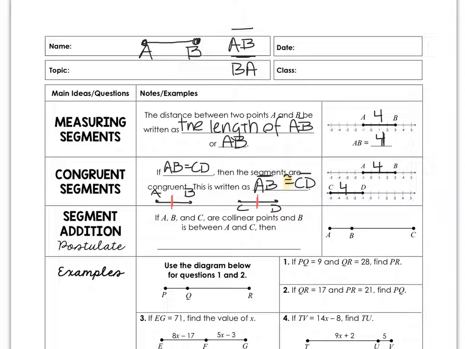Segment addition postulate. So I have these collinear points, collinear on the same line. If point B is between A and C, then I can say that the length of AB plus the length of BC equals AC. We're going to use that to complete some examples.